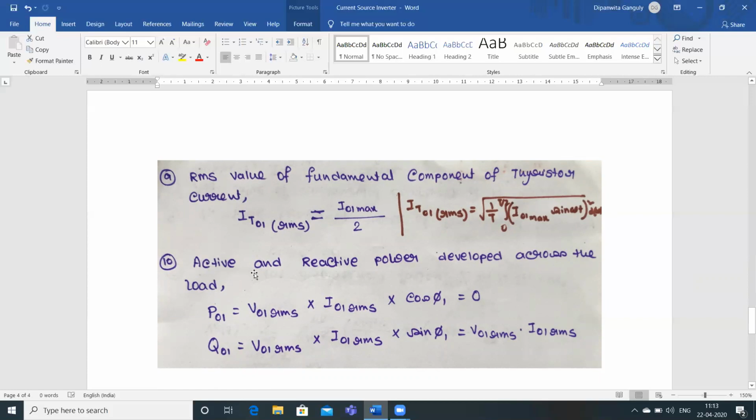And last, if we try to find the active and reactive power developed across the load, active power P01 is equal to V01 RMS, I01 RMS cos phi 1, and phi 1 here is 90 degrees, so cos 90 is 0. So the total active power developed across the load will be equal to 0, and the total reactive power developed across the load will be equal to V01 RMS, I01 RMS sin phi 1. Here sin phi 1 is equal to 1 because phi 1 is 90 degrees. So we are getting V01 RMS, I01 RMS.